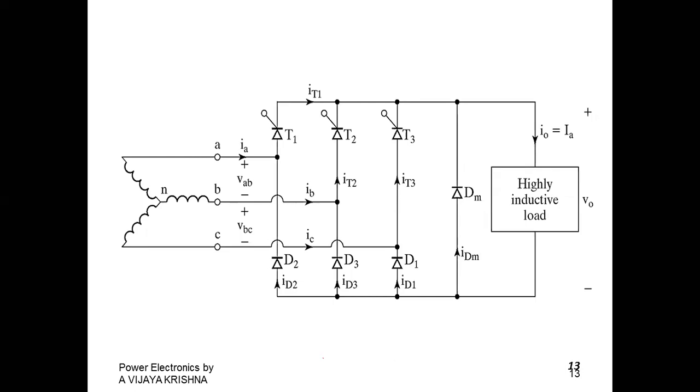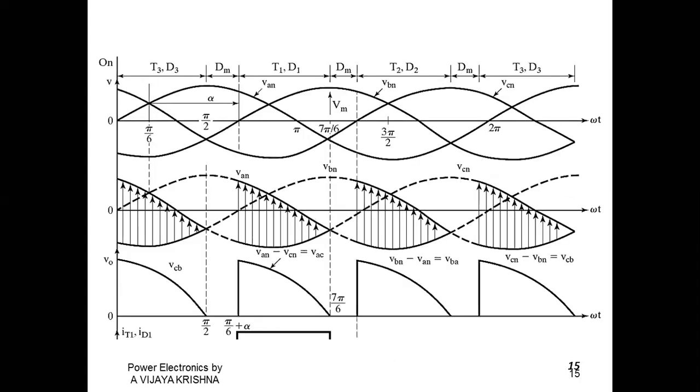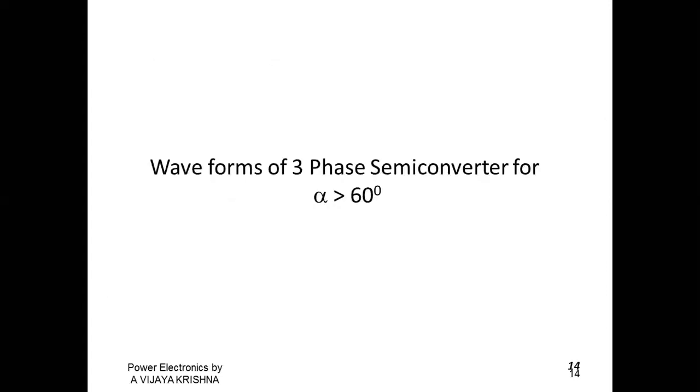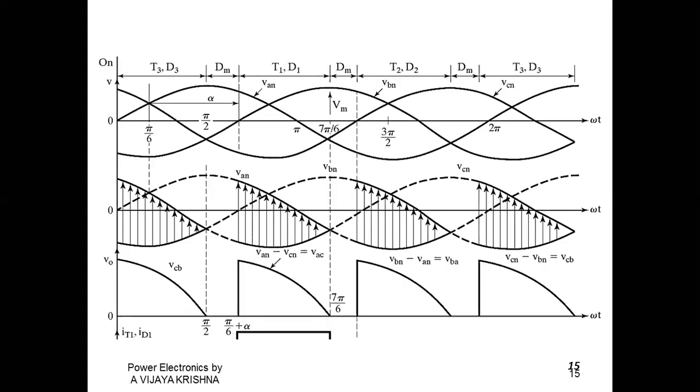I have not shown the waveforms here for that, but for alpha greater than 60, I have shown them here. If you observe, this is for alpha greater than 60 degrees. Alpha greater than 60 means, suppose we consider alpha plus pi by 6, 60 plus 30, 90. This is the firing pulse given.